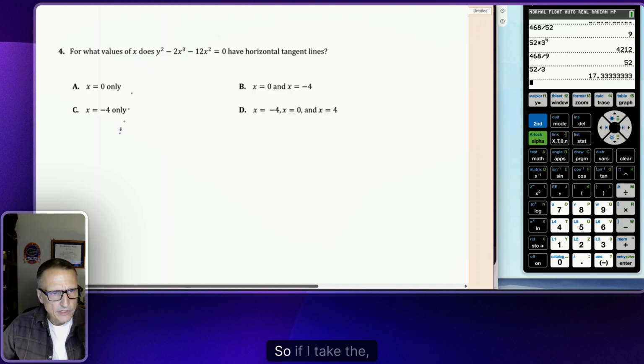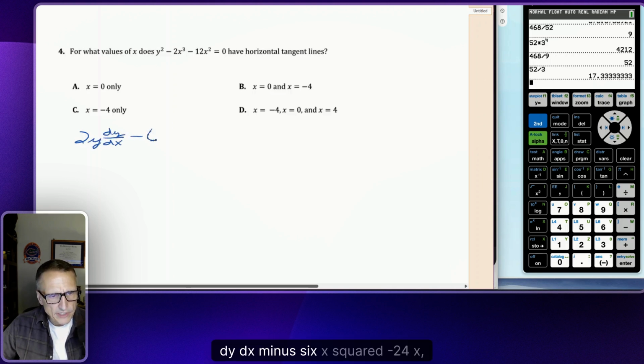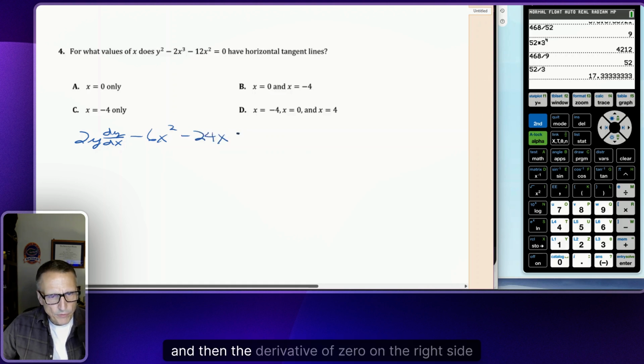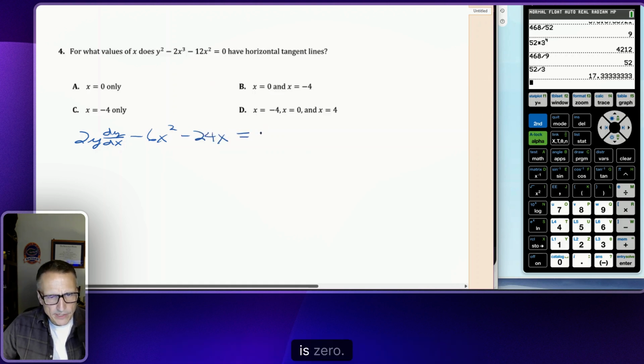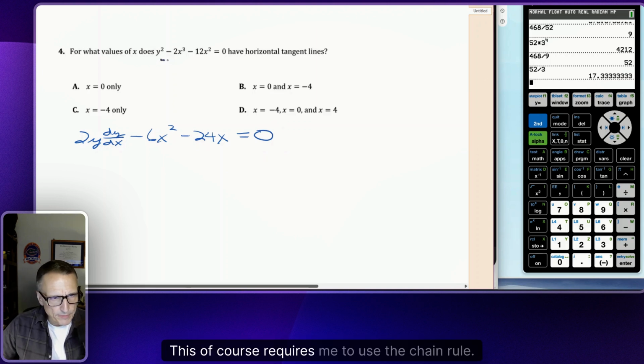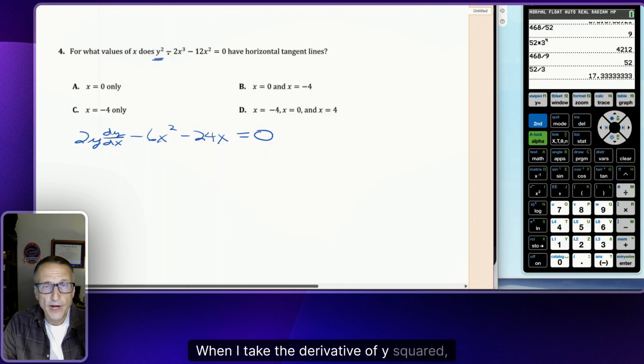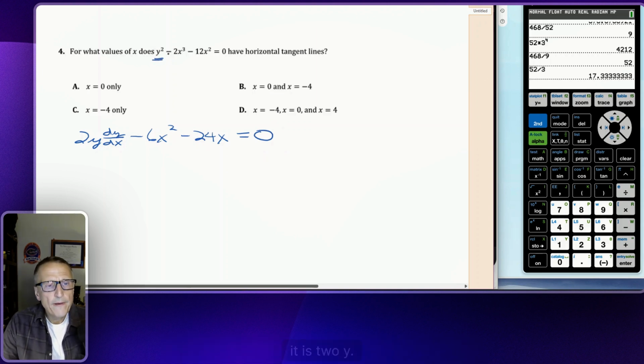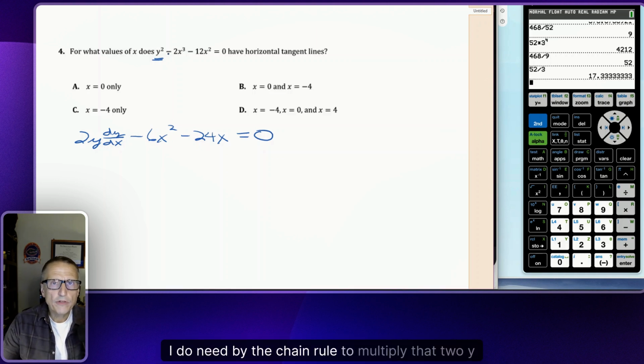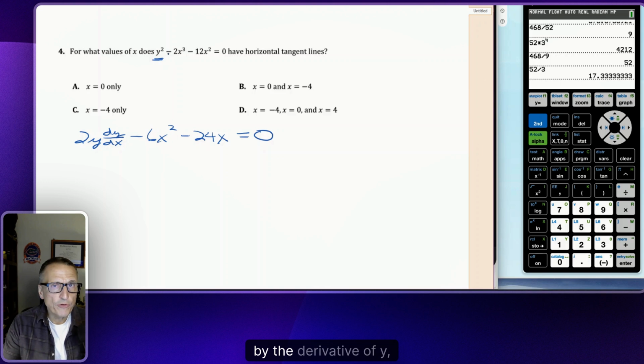So let's try this. If I take the derivative on both sides of this equation, that's going to give me 2y dy dx minus 6x squared minus 24x. And then the derivative of 0 on the right side is 0. This, of course, requires me to use the chain rule. When I take the derivative of y squared, it is 2y. But then because it's y, not x, I do need, by the chain rule, to multiply that 2y by the derivative of y, which is dy dx.